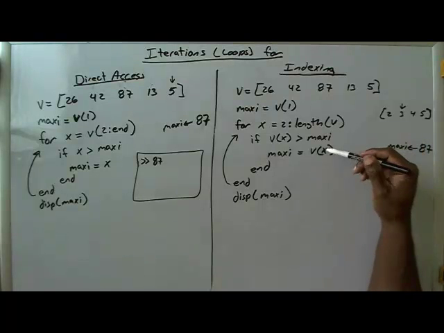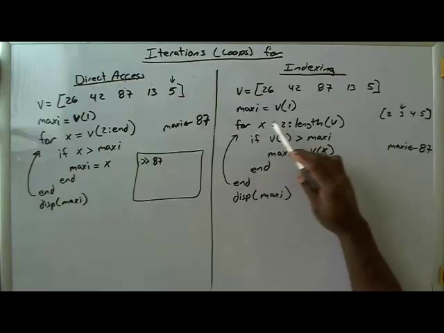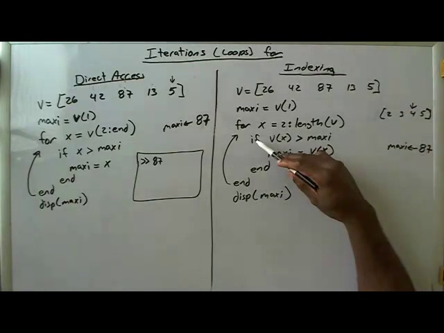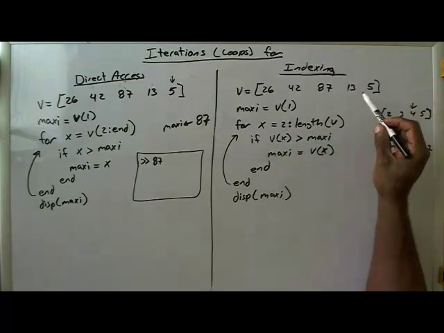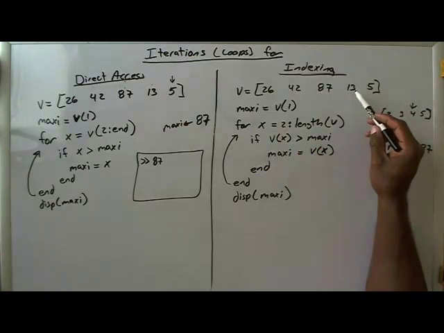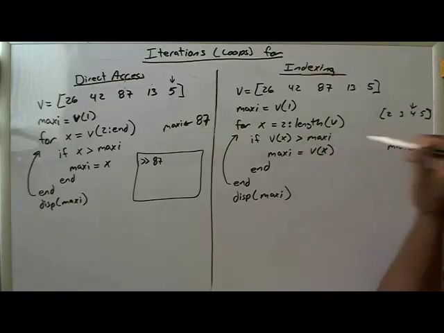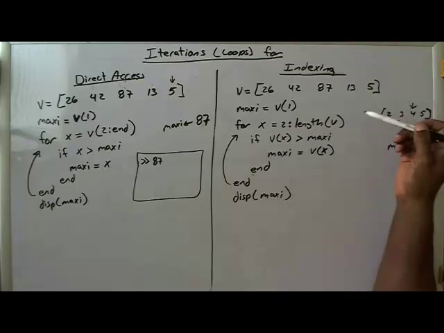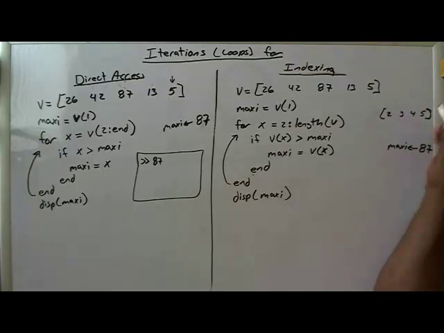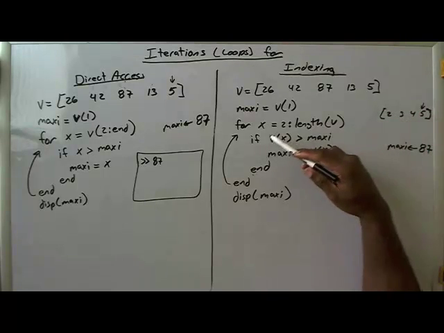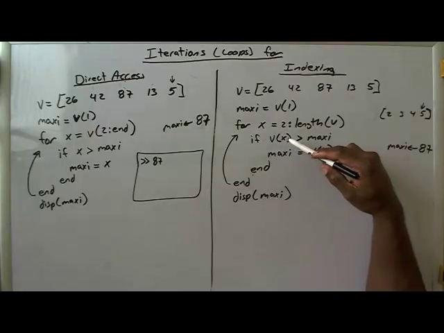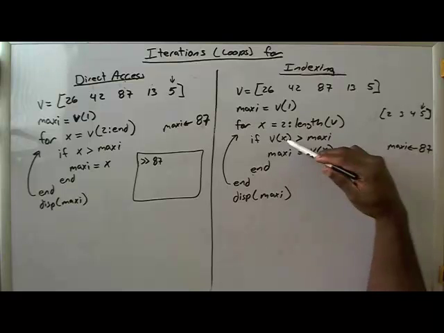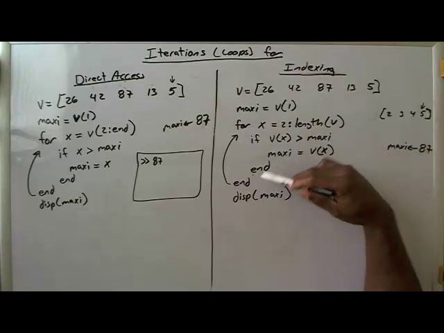Right? So now you come back here and you go back up. Now x is equal to 4. If v indexed at 4, v indexed at 4 is 13. Is 13 greater than 87? No, it's not. So skip that. Come back up. You're now at x equals 5. If v indexed at 5, which is the value 5, is greater than maxi, which is 87. Is 5 greater than 87? No, it's not. So you don't do this.